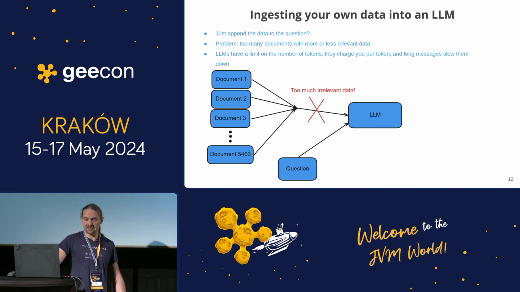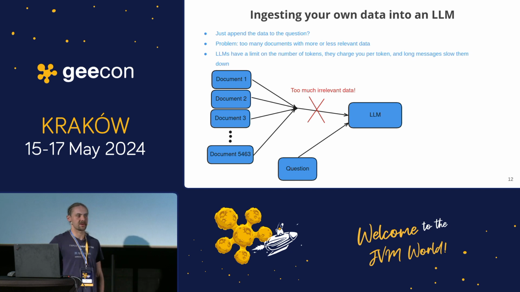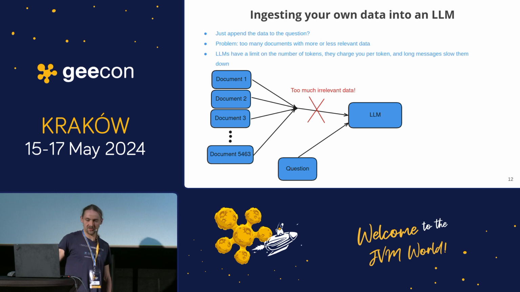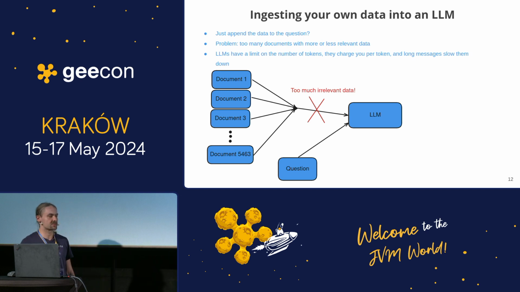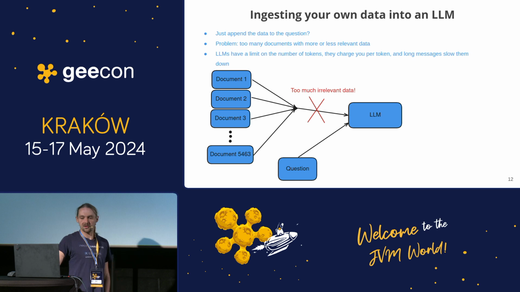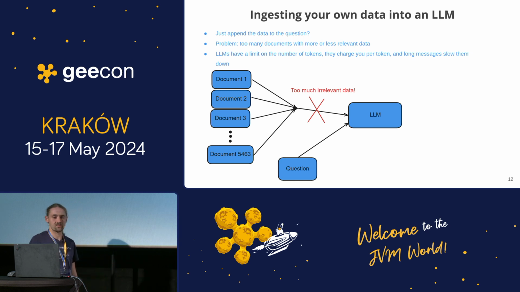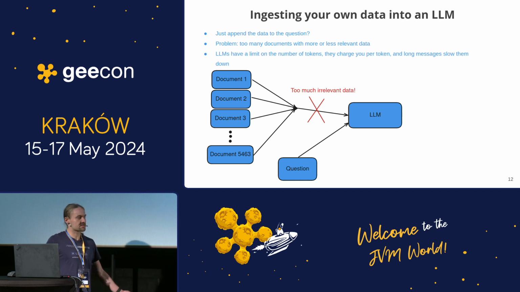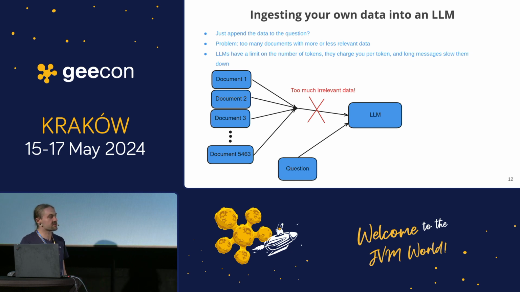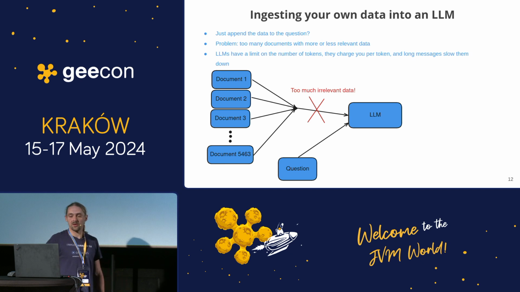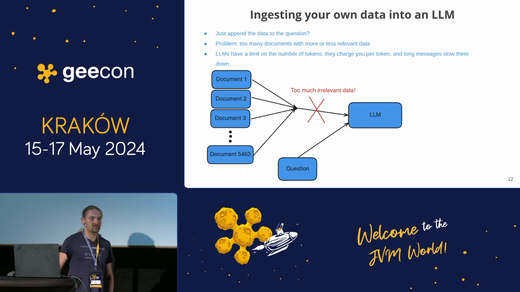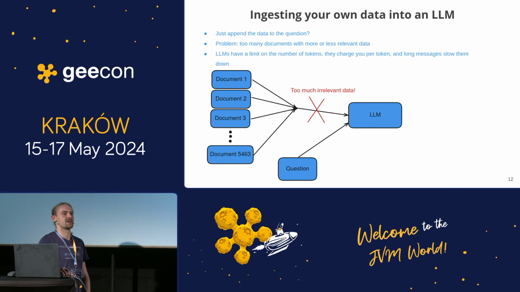If you want to feed your data to an LLM, how do you do that? You have a lot of documents that might be relevant to answering a user's question. Let's imagine you have thousands of documents, and a user asks something, and some of those documents contain information relevant to answering that question, some of them don't. What do you do? You can't just slap all the documents into the request, because that would be too much data, too much irrelevant data.